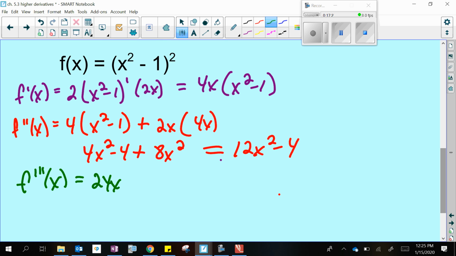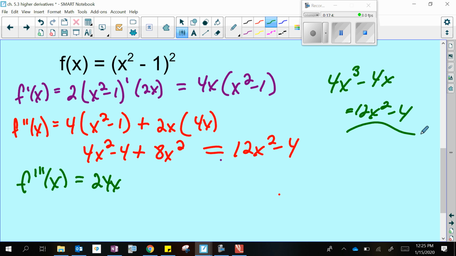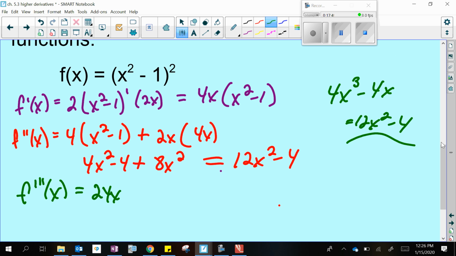Okay, everybody with me? Right, so you did what? Yes, so you did 4x to the third minus 4x. Yeah, and then got 12x squared minus 4. Yep, same. I just wanted to practice the product rule a little bit, okay? All right, everybody with me on that? Okay.